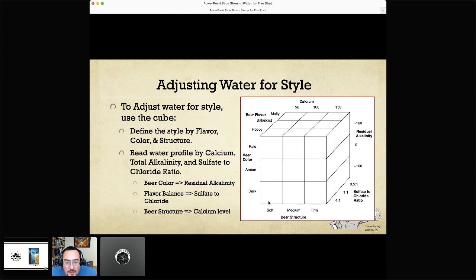Oh, all righty, I'm back. Sorry about that. So, from the Brewcube, I want you to understand this simple relationship between beer color, residual alkalinity, beer structure, calcium content, and beer flavor balance and sulfate to chloride ratio.